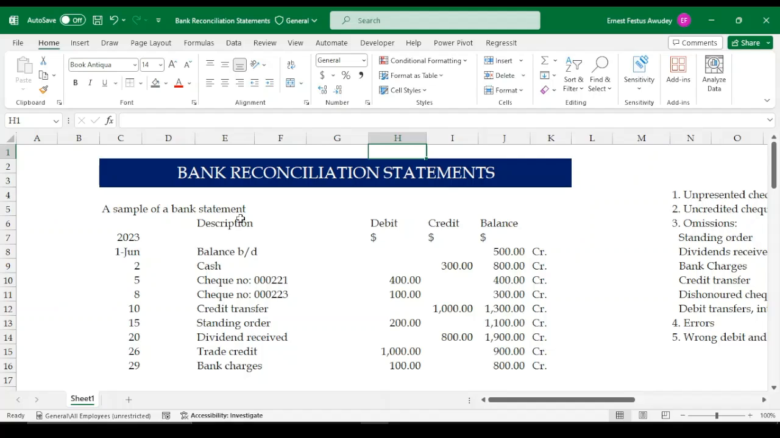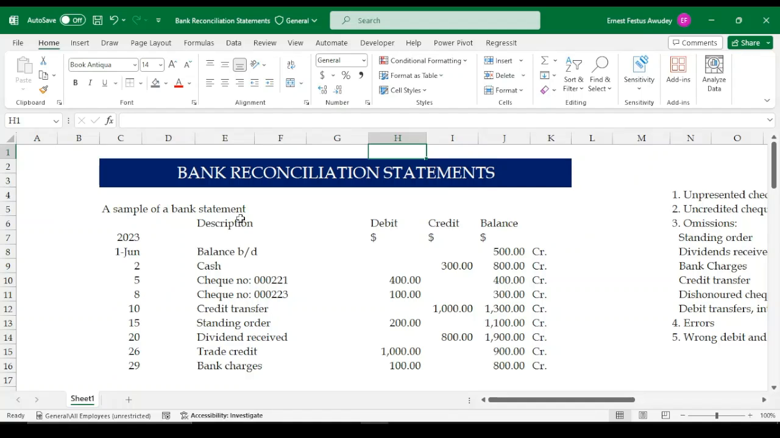In this video, we are going to look at the bank reconciliation statement and how to prepare one in Microsoft Excel. Alright, so we are going to dive into the concept of bank reconciliation statements in accounting and how to prepare a bank reconciliation statement in Microsoft Excel.